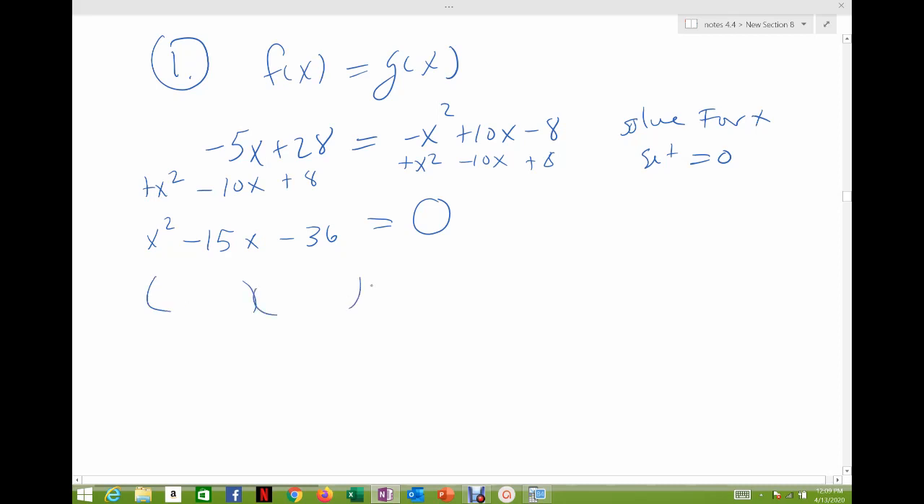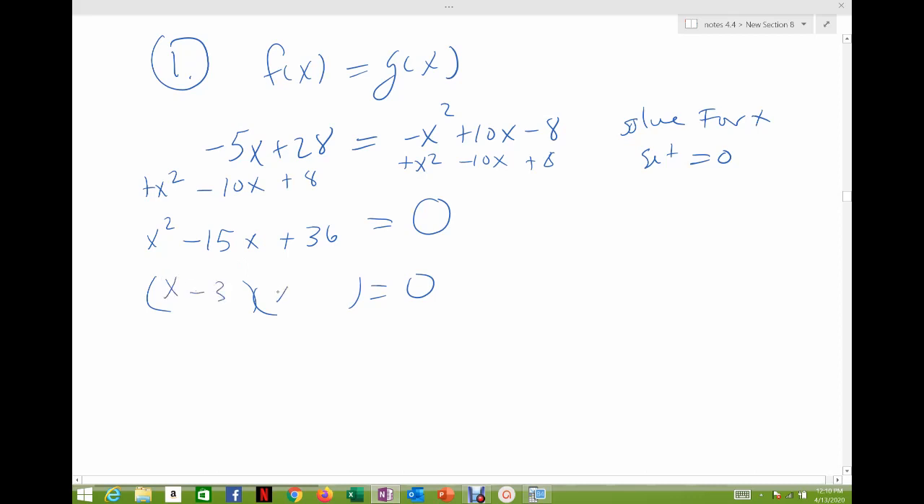Alright, it does factor, but you could use the quadratic formula if you want to. But this one does factor. Factors that multiply should be a positive 36, right? 28 plus 8, positive 36. Alright, factors, when I multiply them I get a positive 36. When I add them I get a negative 15.